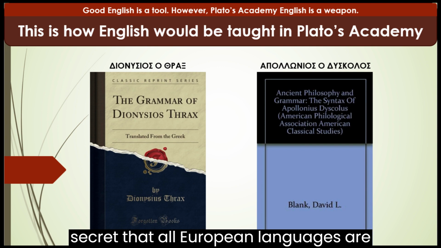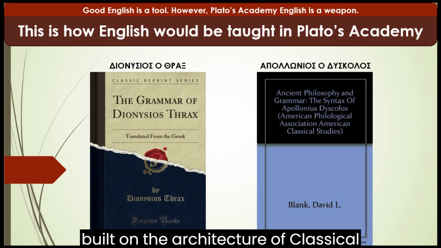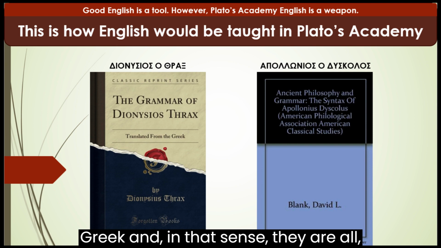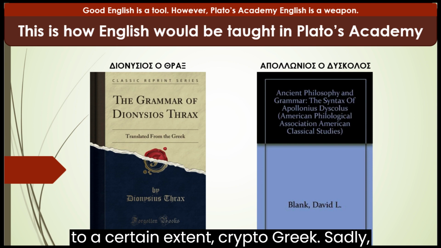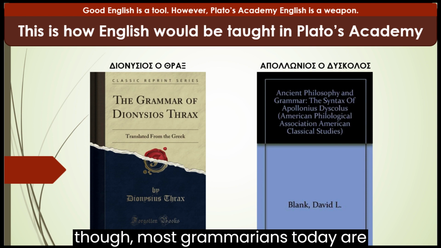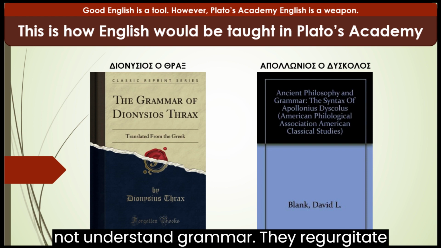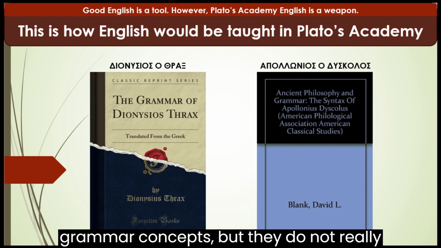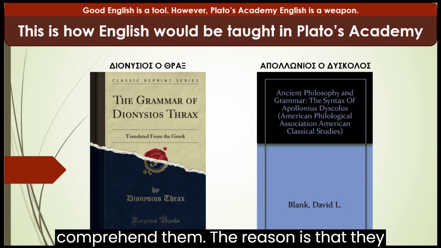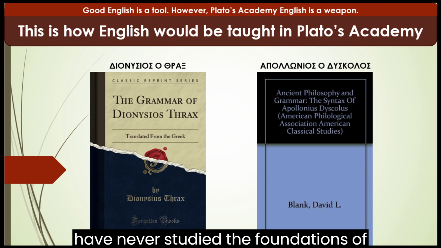It is no secret that all European languages are built on the architecture of classical Greek and, in that sense, they are all to a certain extent crypto-Greek. Sadly, though, most grammarians today are grammarians only in name because they do not understand grammar. They regurgitate grammar concepts, but they do not really comprehend them. The reason is that they have never studied the foundations of grammar.